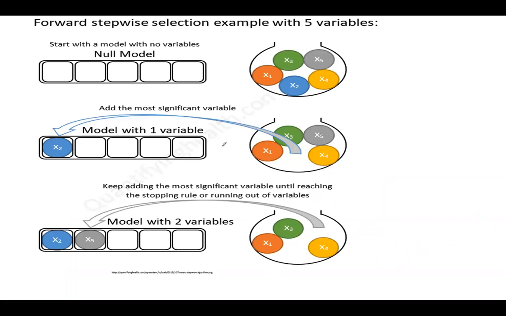So with forward selection, we start with a null model. It's just like a set, a basket of features. Assume this is our model. By the way, predictors is just another term for independent variables, IV, or features.